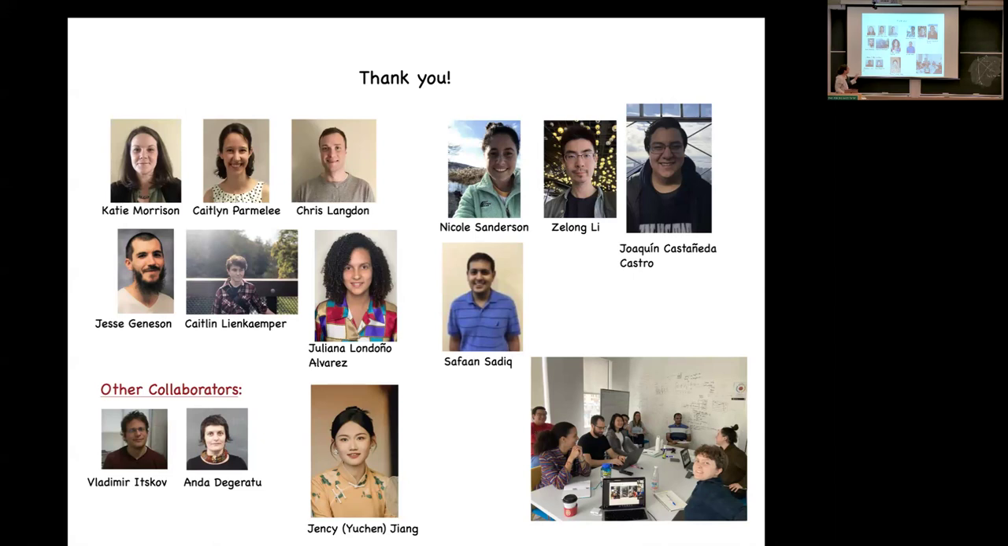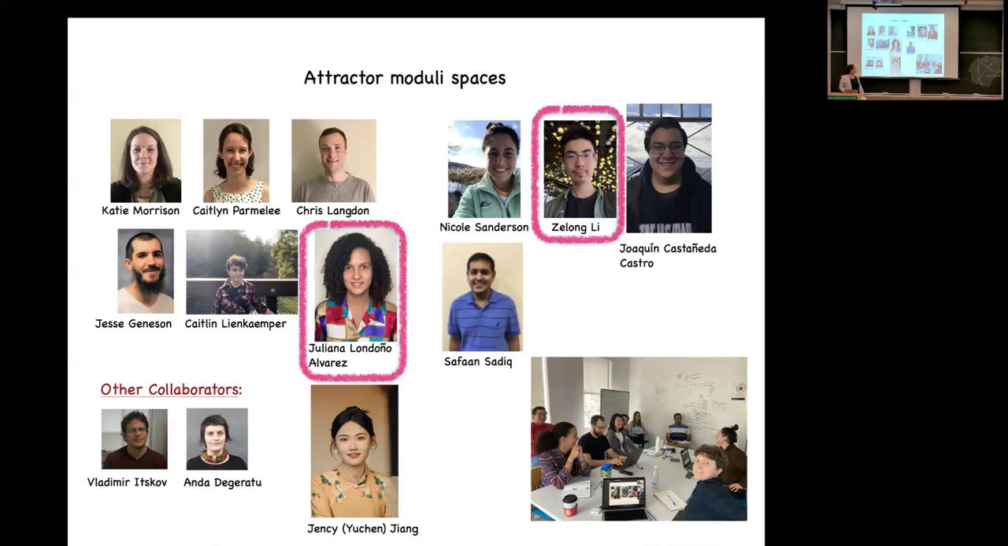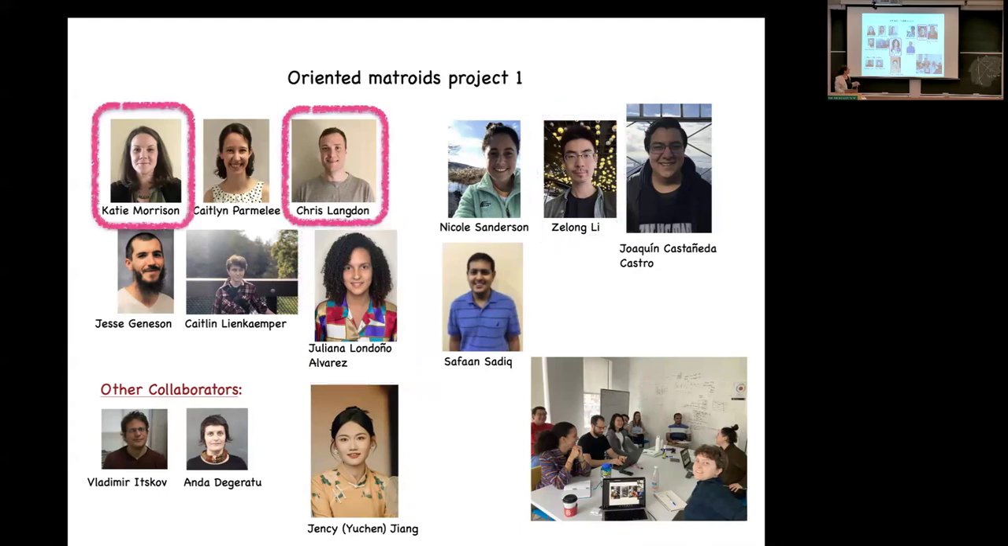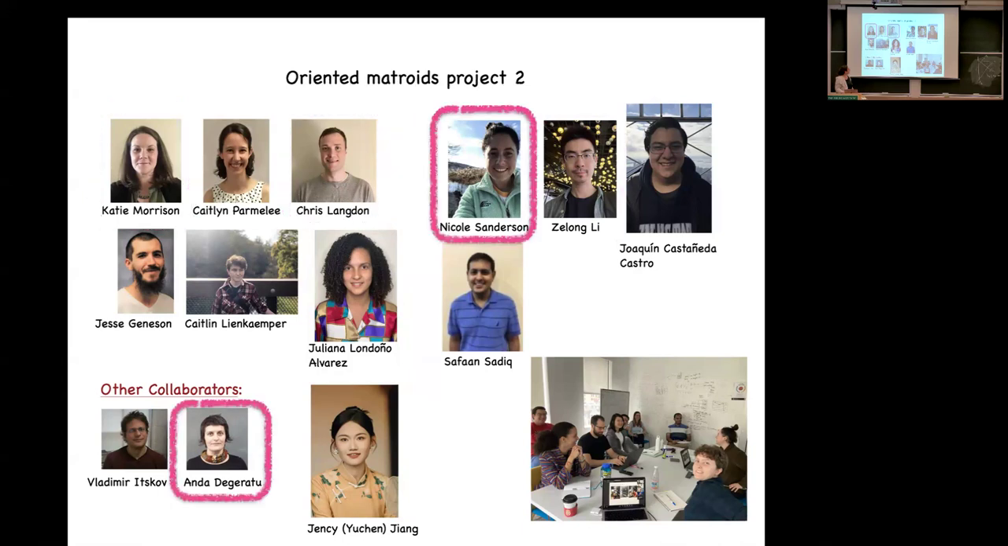I have more collaborators and more former students than this, but these are the ones who worked in some way, shape, or form on TLNs. The first story about the attractor moduli spaces was with Juliana and Zilong. Zilong is still a grad student of mine, and has been working on mapping out which families of W matrices have which attractors. Katie and Chris were the ones involved in the first oriented matroid bifurcation theory work, and then the work I didn't get to talk about was with Nicole and Anda, and I think that's it.